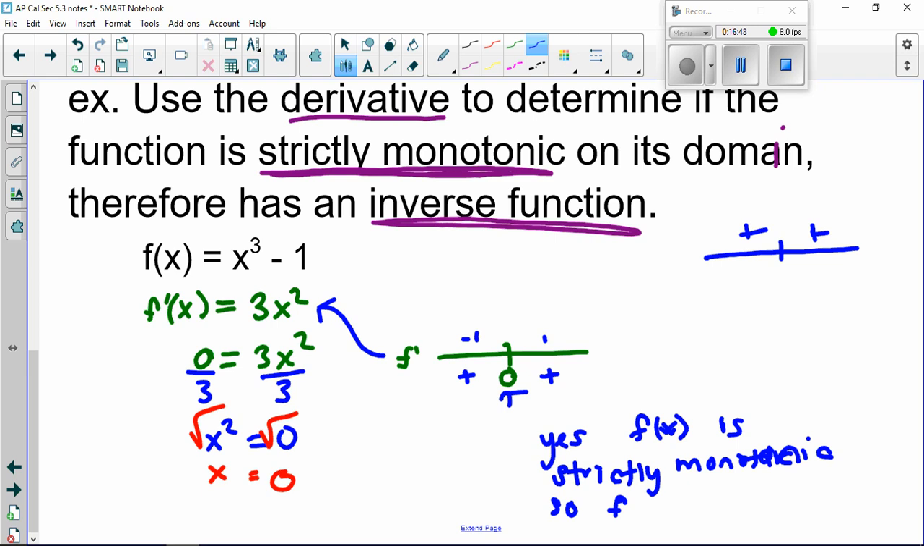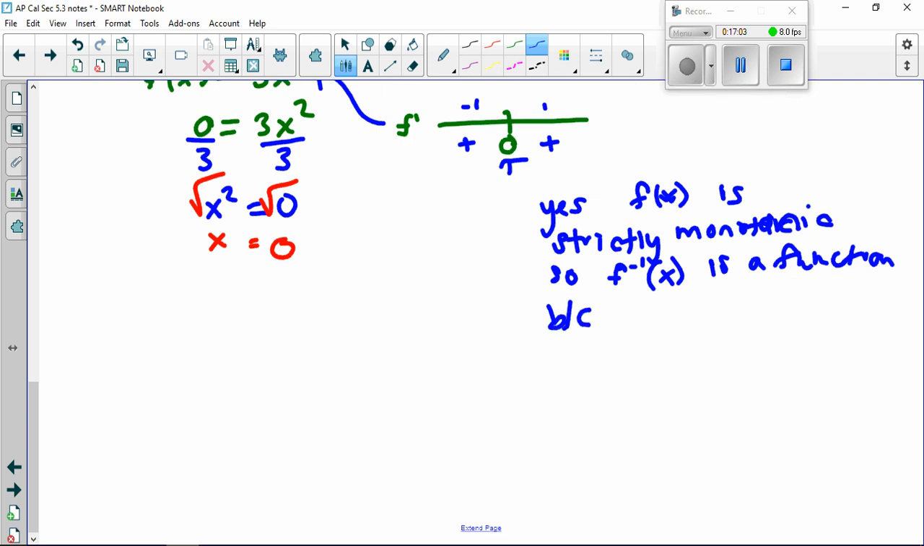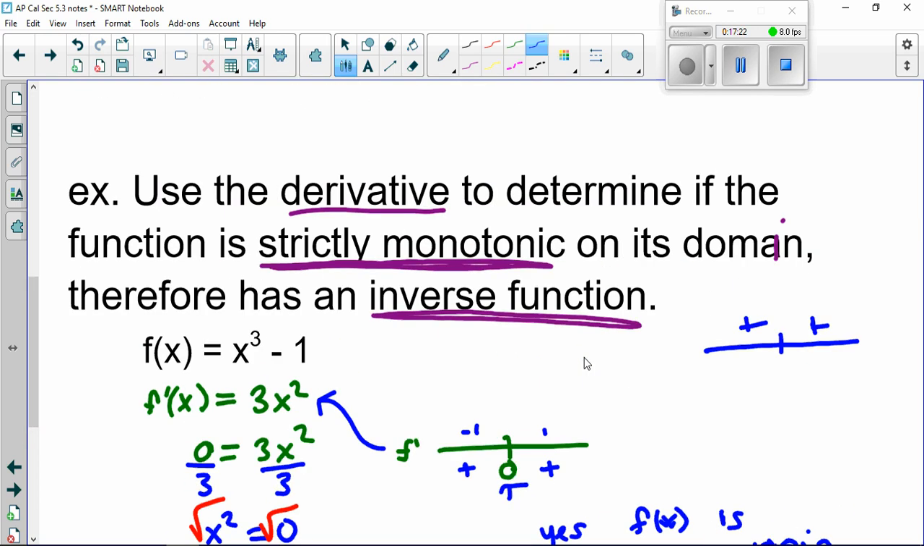It also wants to know if it has an inverse function. Yes. So f inverse of x is a function, and the reason for all this is that, let's say what the derivative is. So f prime is always positive. And that's what we want to answer for that problem. So that's how we can use the derivative to talk about strictly monotonic, which has to do with inverse functions.